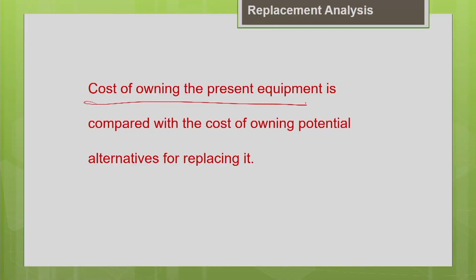Basically, we are going to compare the cost of owning the present equipment with the cost of owning other potential alternatives. So, what are the potential alternatives which are available for replacement? We are going to look into that. We will work out the cost of different alternatives, and we know the cost of the present equipment. We can compare the Defender with the Challengers and make the right decision whether to replace this Defender with a particular Challenger. If you decide to replace, you can also determine the optimum replacement time. We will discuss that in detail in the upcoming slides.